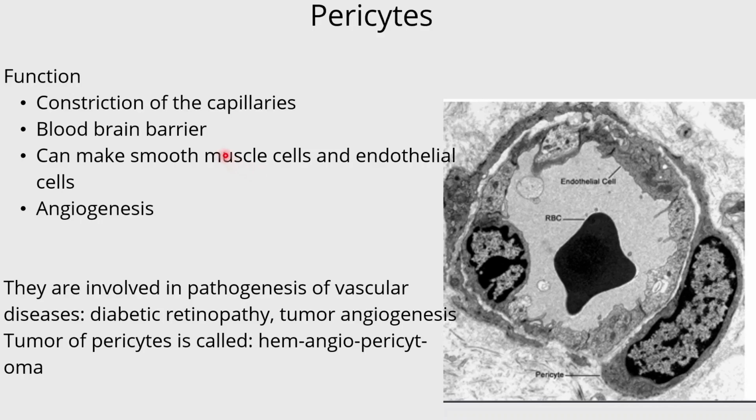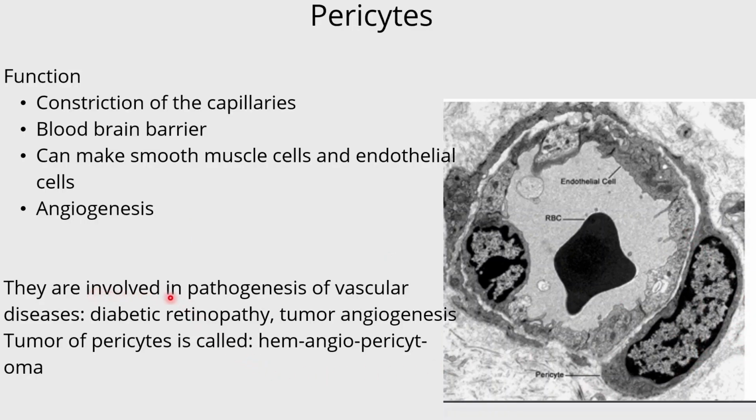Now, what is the function of parasites? You can see here, this is a parasite right here, and a parasite can constrict the capillary, so more blood flow can happen. It makes part of the blood-brain barrier. This is because it should not be leaky and should prevent unwanted substances. So that's why parasites are there. It can make smooth muscle cells and endothelial cells because it acts like a stem cell, and it can do angiogenesis. And you can see it's also like hugging the capillaries.